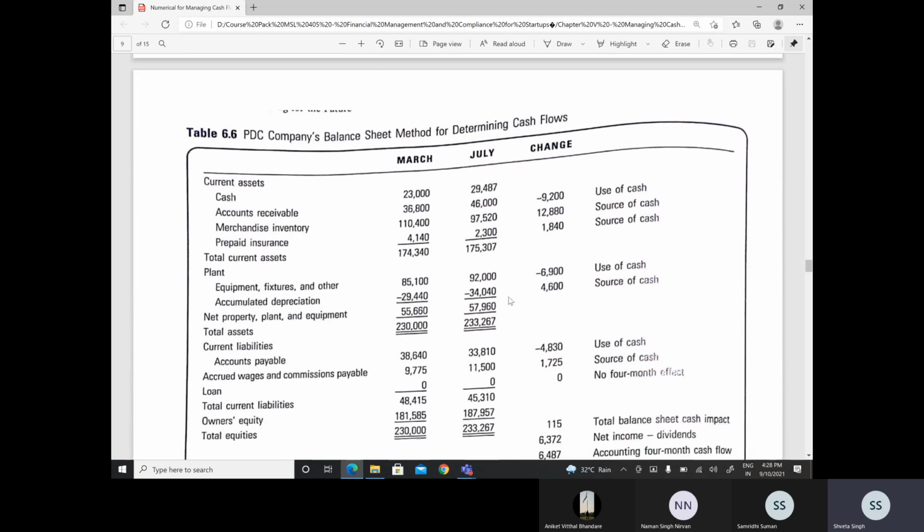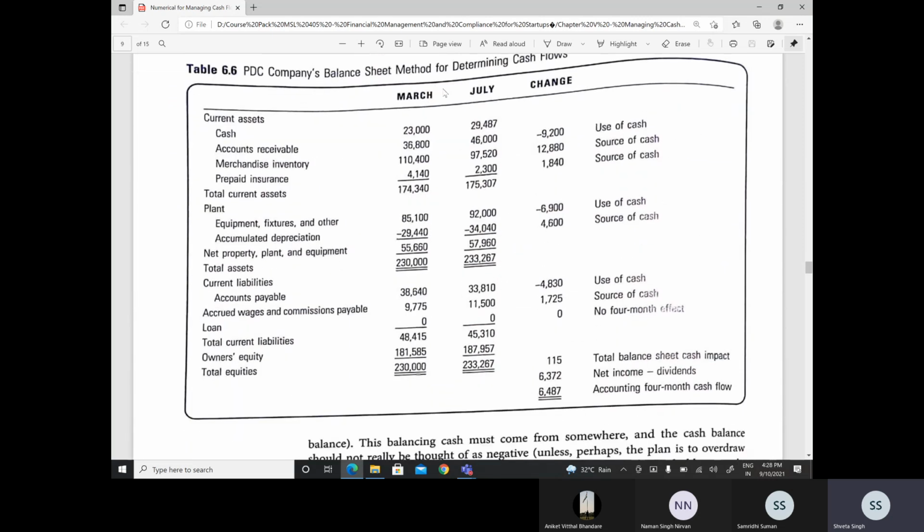Okay, so you see here, we have the March balance sheet and we have the July balance sheet. Just put it up in columns, okay, in a spreadsheet. We start with our current assets. We had total current assets, we had plant equipment, then we had total assets, then we had current liabilities, then we added the long-term liabilities, and we had the total equity.